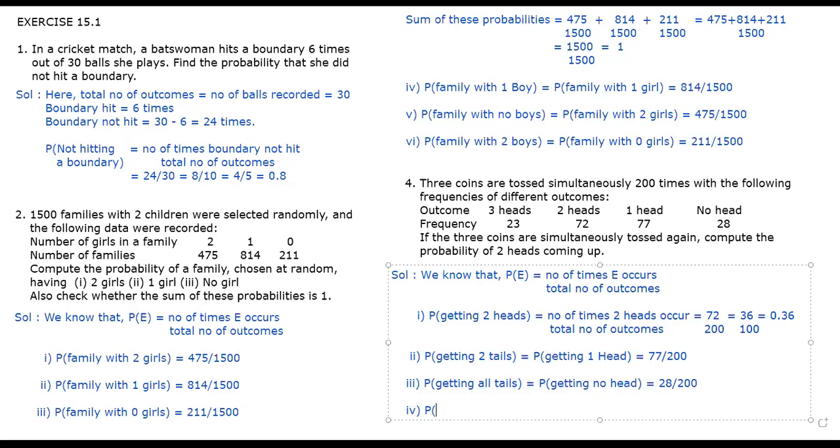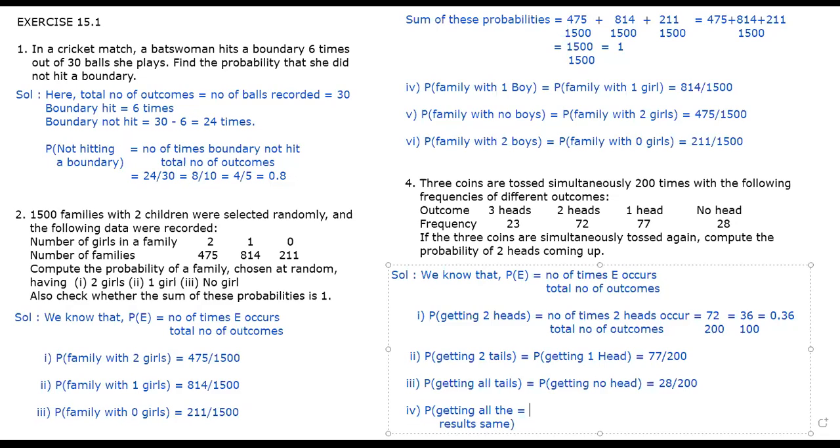An interesting question. P of getting all the results same. See here what I'm asking. P of getting all the results same means what? It means P of getting three heads. Okay, so what is the answer? 23 upon 200. I am sorry, the answer is wrong.